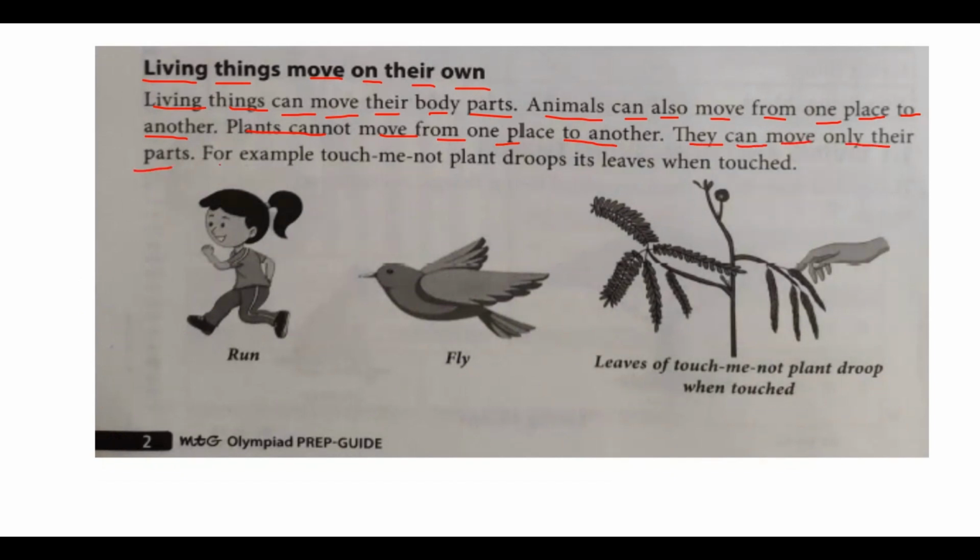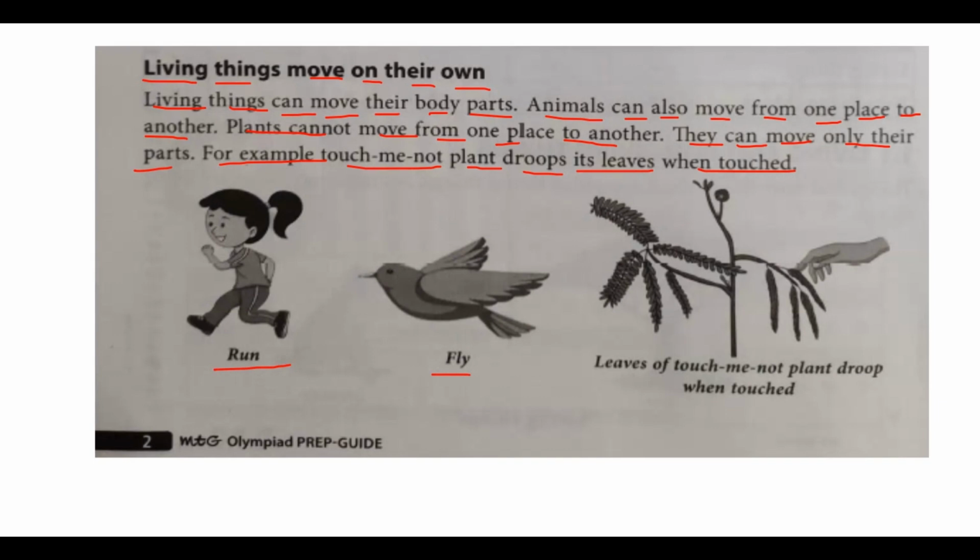For example, touch me not plant droops. Droops means murjha jana. Touch me not plant droops its leaves when touched. See, here are some of the living things. Run. So living things can move from one place to another. For example, this girl can move from one place to another by running. What about this bird? Yes, bird can also move from one place to another by flying.